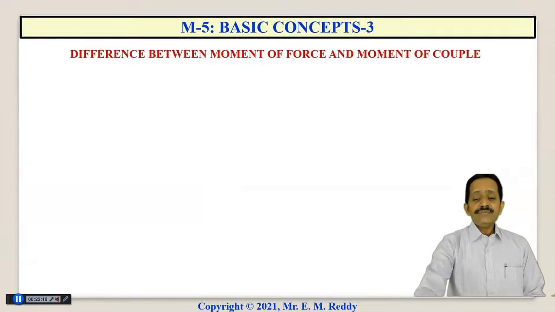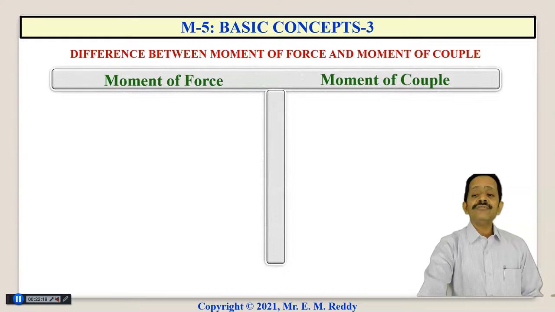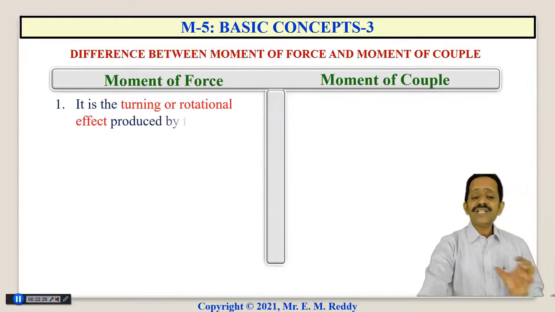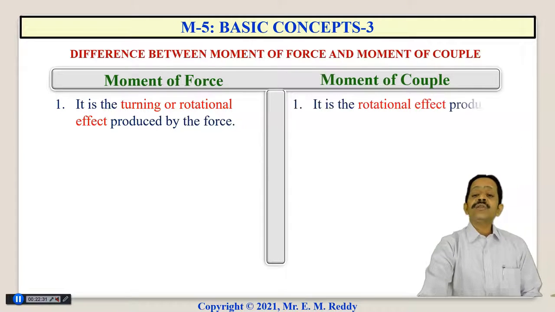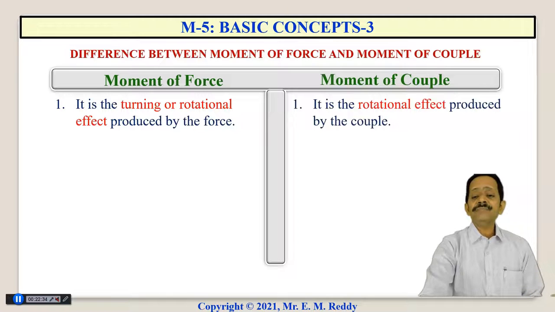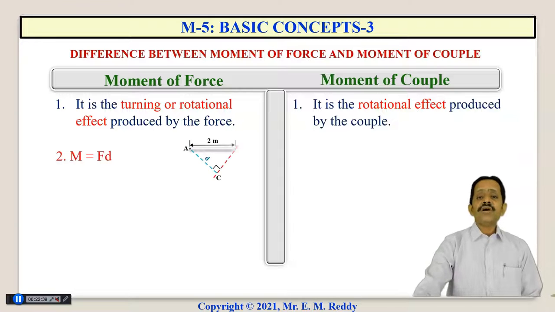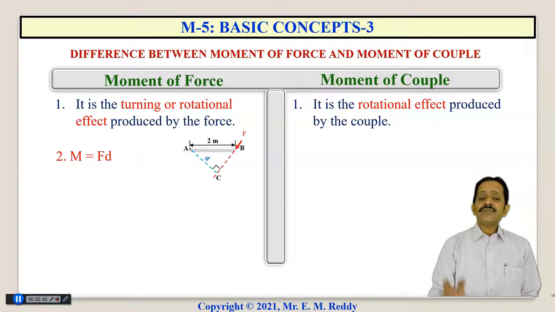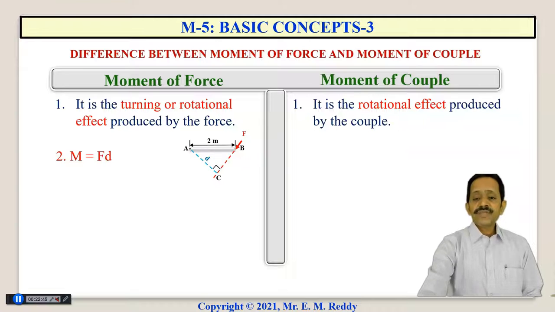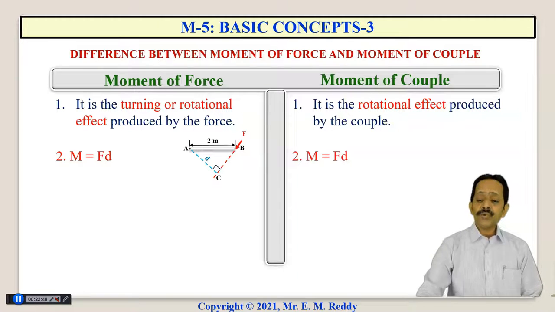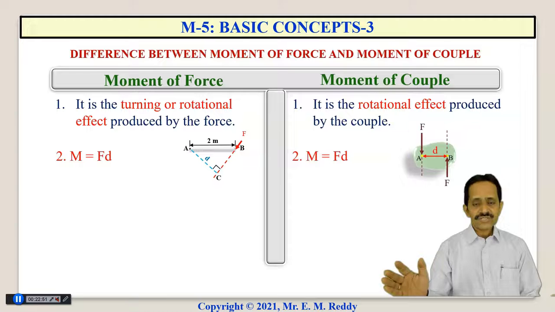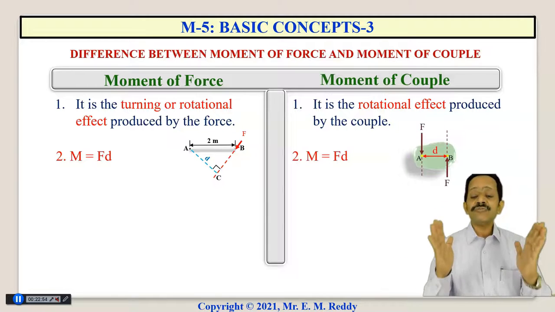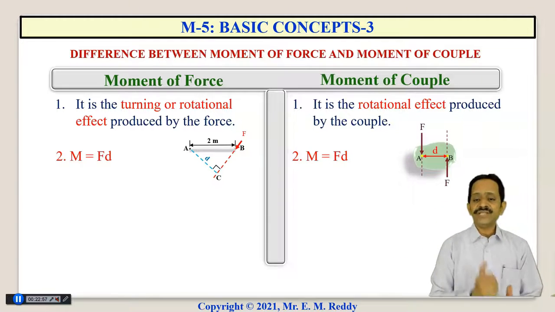Now let us see the difference between the moment of force and moment of couple. Moment of force is the turning or rotational effect produced by the force on the body. Moment of couple is the rotational effect produced by the couple on the body. Moment of force is calculated by taking the product of the magnitude of force and the perpendicular distance from the line of action of the force to the point. And the moment of the couple is calculated by taking the product of the magnitude of any one of the forces and the perpendicular distance between the two lines of action of the forces constituting the couple.